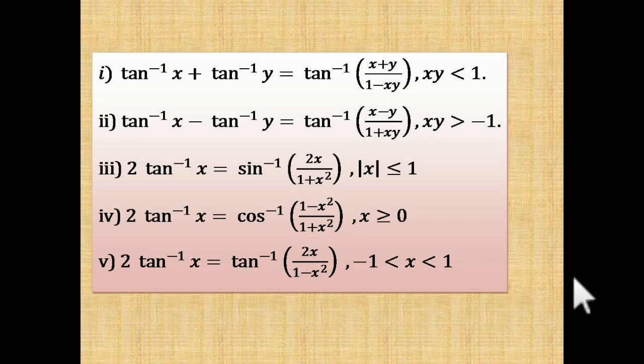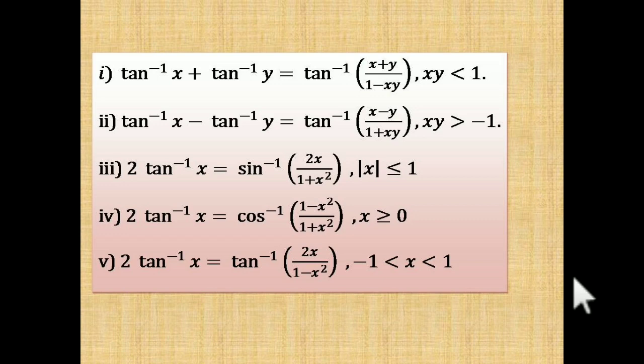Now these five results, out of which the first and second are very important, and we have a number of questions on the basis of these two identities in our NCERT book. Now before explaining the first identity, let me remind you that we have a condition here that x into y should be less than 1.